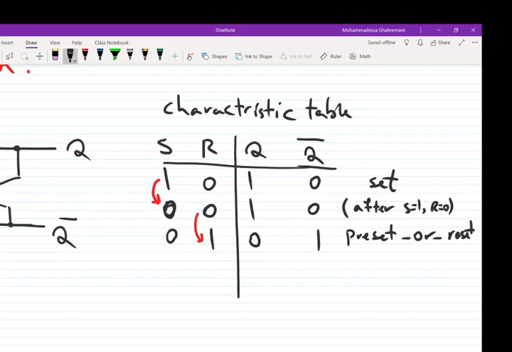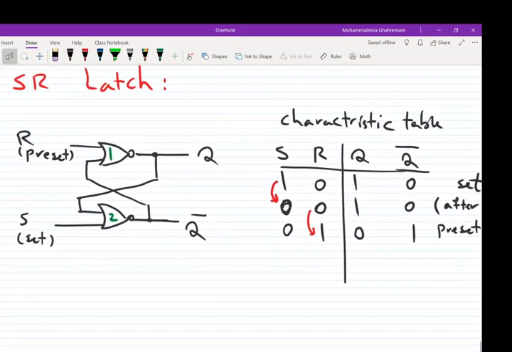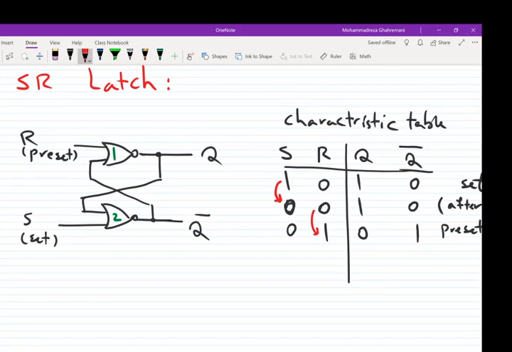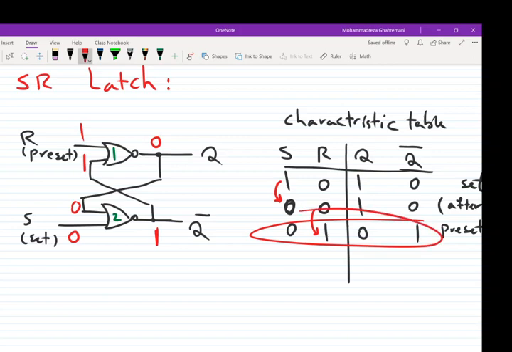Okay, now let's continue. Let me just have this state here because we need it for the next. So if S is 0, R is 1. The output of the first gate is 0. The input of the second gate is 0. The output of the second gate is 1. The second input of the first gate is 1. And this one is like this state. And after this state, because it is independent of the previous state, I remove this arrow. So no matter what the previous state is, by setting SR to 0, 1, the output will be reset.